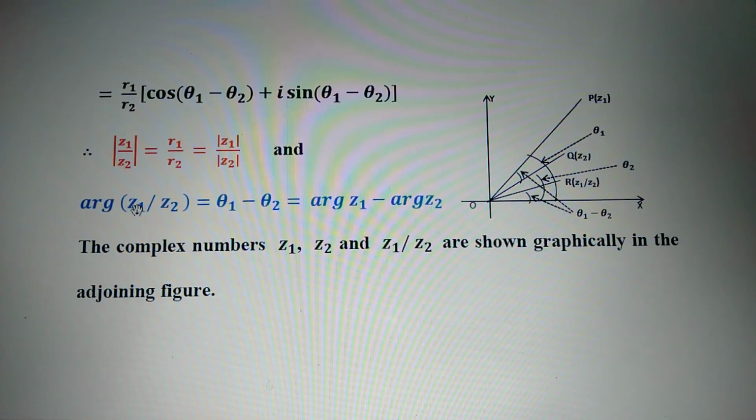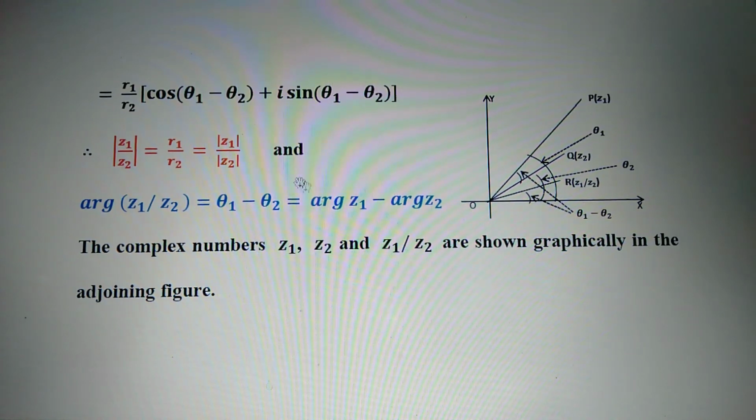But the argument of Z1 by Z2 is theta 1 minus theta 2, where theta 1 is the argument of Z1 and theta 2 is the argument of Z2. So in this way we get the formula for the modulus of Z1 by Z2 and the argument of Z1 by Z2. The modulus of the division of these two complex numbers is the division of their moduli, but in the case of argument, it is the difference of the arguments.